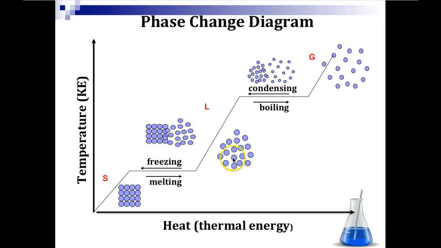If we're going from a solid to a liquid, then we're melting. If we're going from a liquid to a solid, then we're freezing. If we're going from a liquid to a gas, we're boiling. And if we're going from a gas to a liquid, we're condensing. This shows an increase in thermal energy, increase in heat, as well as this.